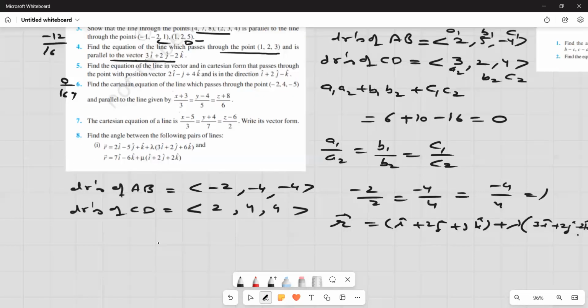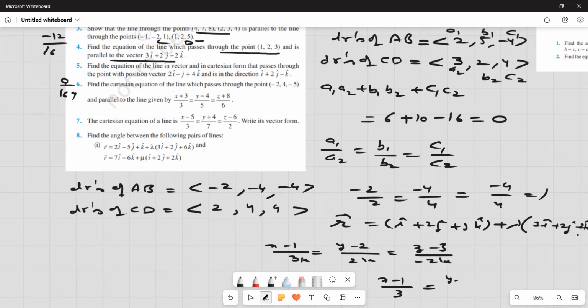Find the equation of the line in Cartesian form. It will be x minus 1 by 3k, y minus 2 by 2k, z minus 3 by minus 2k. So you can take this as x minus 1 by 3, y minus 2 by 2, z minus 3 by minus 2 is equal to k. Clear? Or that, whatever.